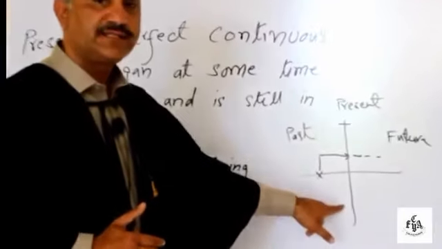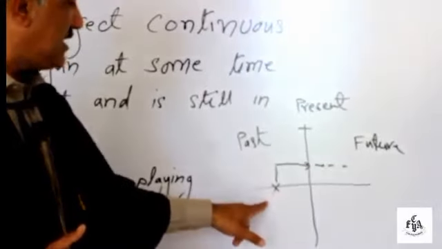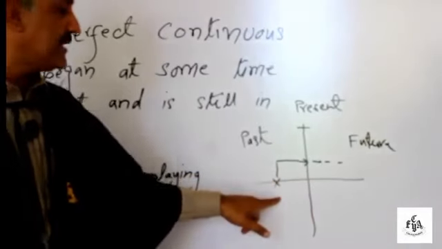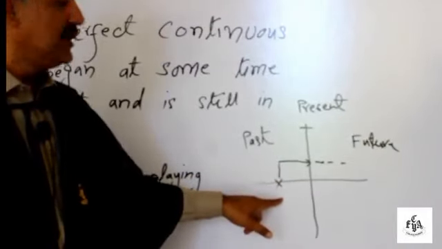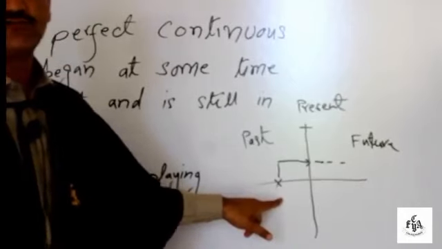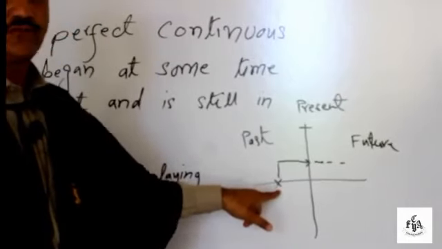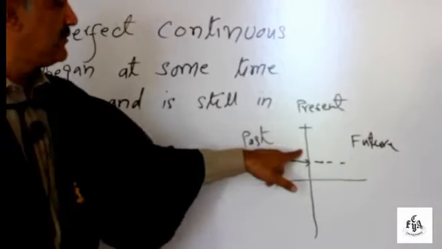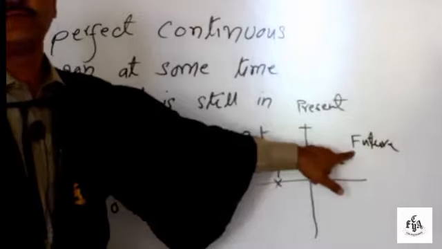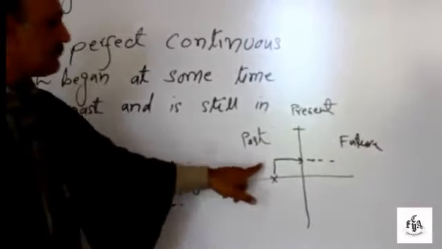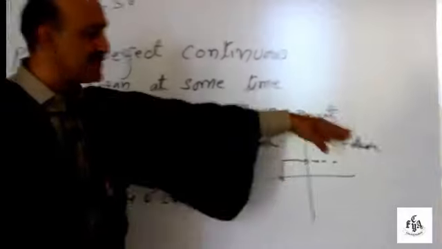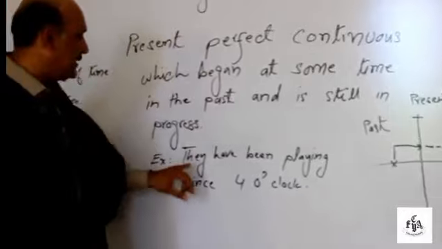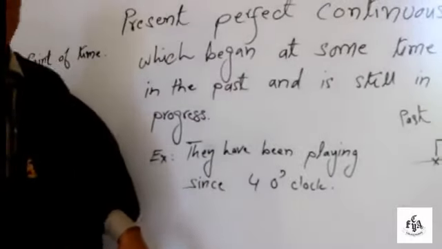Just look at this line: this line for present, this line for past, and this area is for future. Any action started in the past. For example, I have been living in Peshawar since 2004. So this is 2004. I have been living. It means that presently I am living, and it will move towards the future. So this tense connects past, present, and actions remain in progress into the future. Example: they have been playing since 4 o'clock.